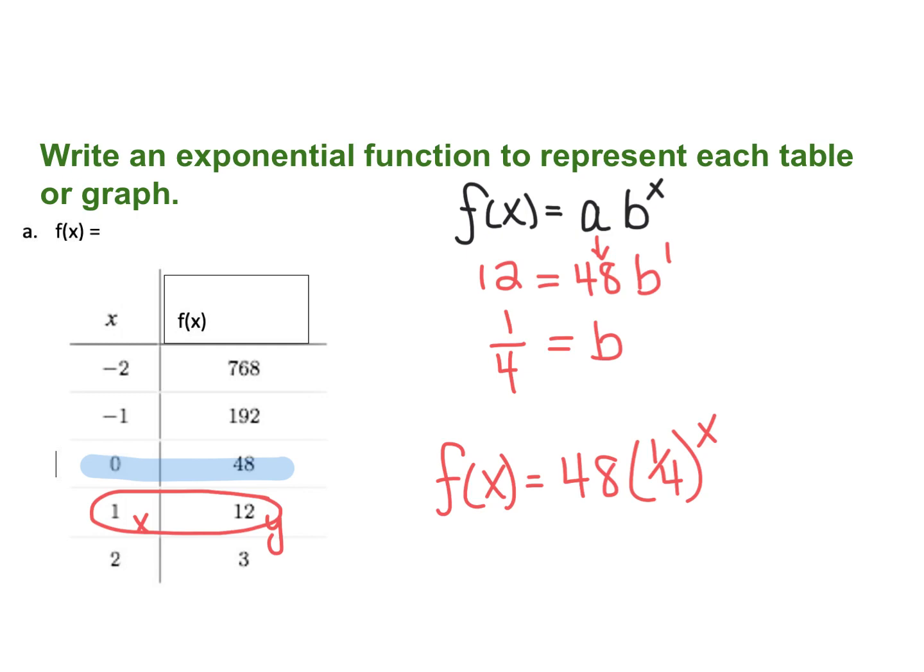This would be an example of exponential decay, and if you look at my y values, they're definitely decreasing rapidly. You could, of course, graph this and check your points to make sure that they satisfy our function.